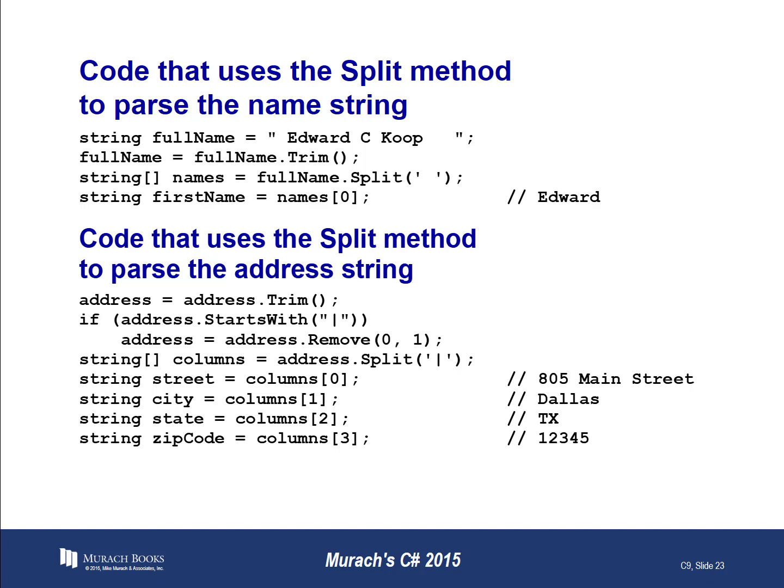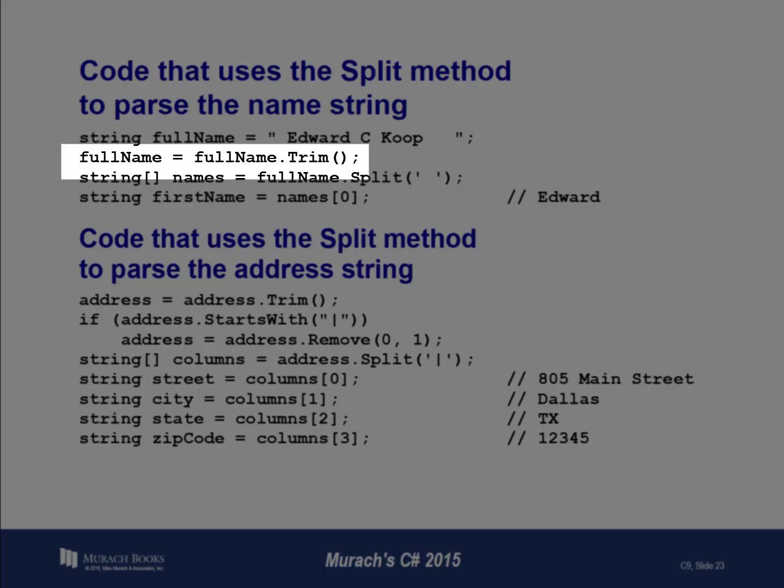Let's go back to our previous example of the name Edward C. Coop. After trimming this name down to get rid of any leading or trailing spaces, let's create a new array called names. Note that it's an array. It has an open and closed square bracket to indicate that it's going to have multiple positions, and it's equal to the fullName's .Split method. And the .Split method has a specific argument that we're sending into it, and in this case it's a space. That's what we're going to use to separate the various components of the longer string.